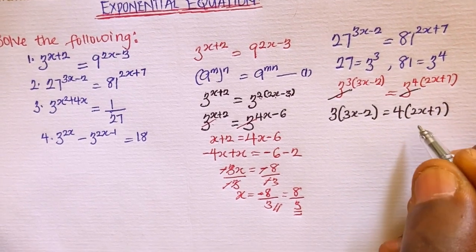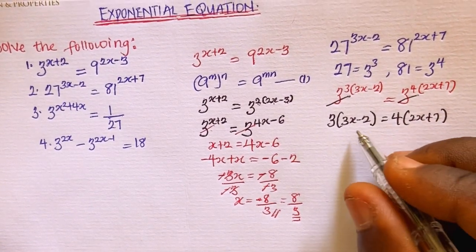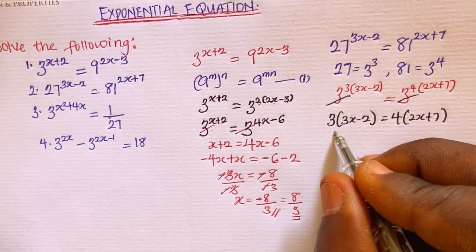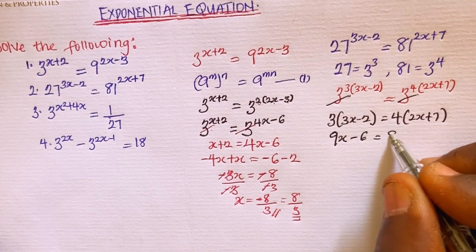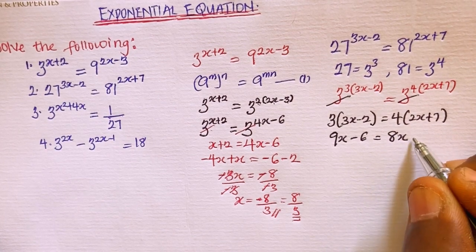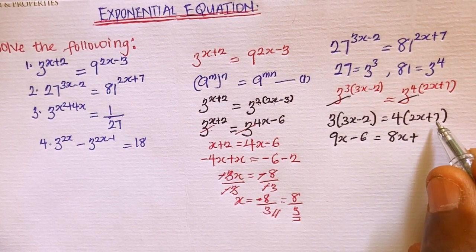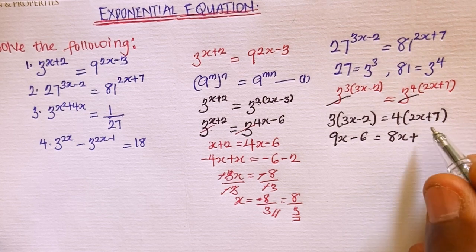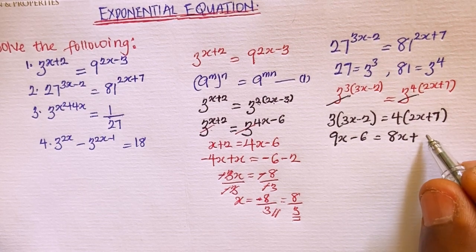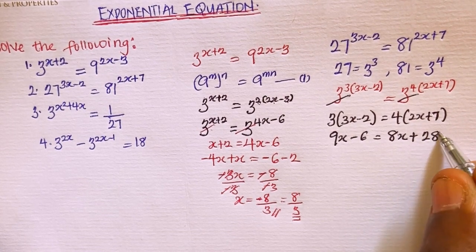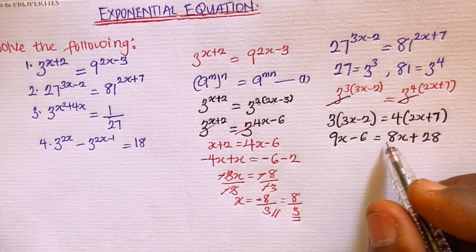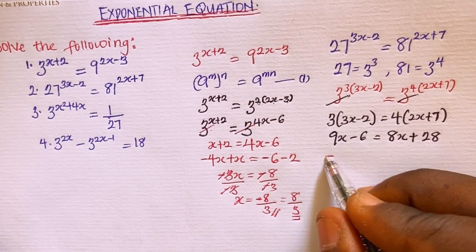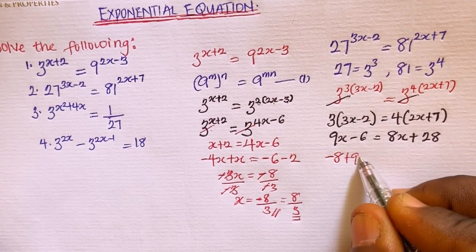Now I can simply open the bracket, so that I have 9x minus 6 equal to 8x plus, since this is 7, that's plus 28. So now, collecting the like terms, I'm going to bring my minus 8x here, so that I will have minus 8x plus 9x.